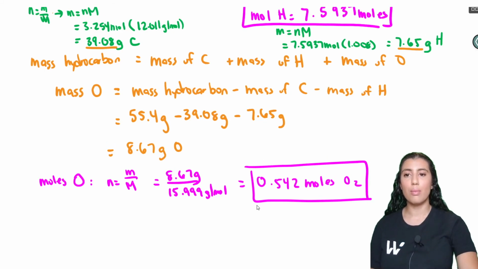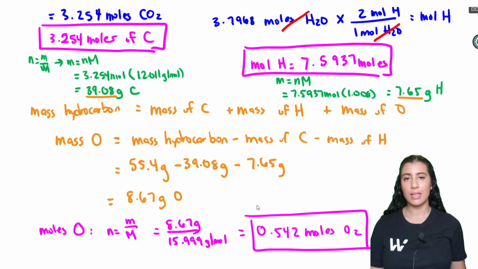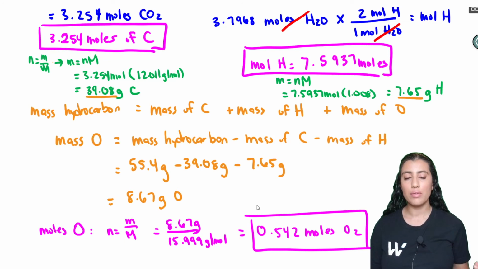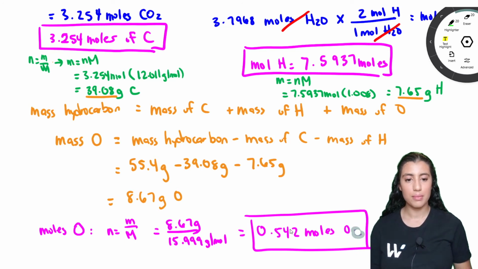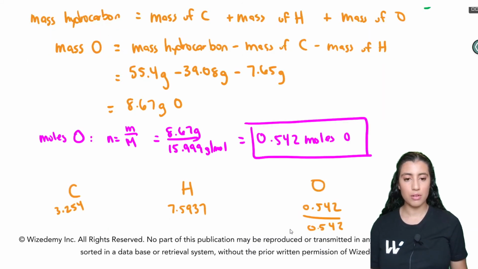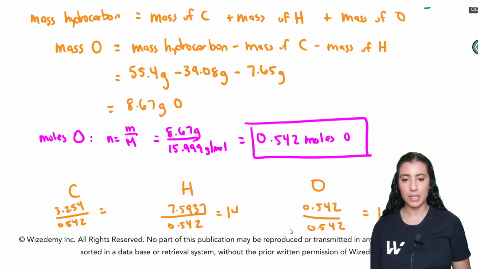So now we have moles of each of our elements, and we want to figure out the empirical formula. So in order to do this, we're going to divide by the smallest number. So which of these is the smallest number? The moles of oxygen atom is the smallest number. Again, that should just be the atom, so no subscript. Okay, so now we're going to divide all of those three numbers by 0.542. So when I divide oxygen's number of moles by 0.542, I just get 1. For hydrogen, I get 14. And for carbon, I get 6.